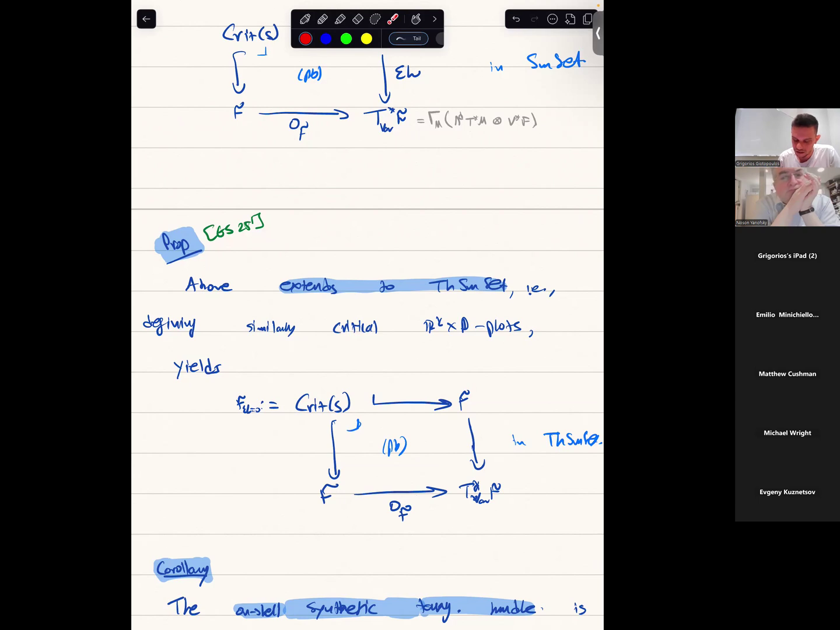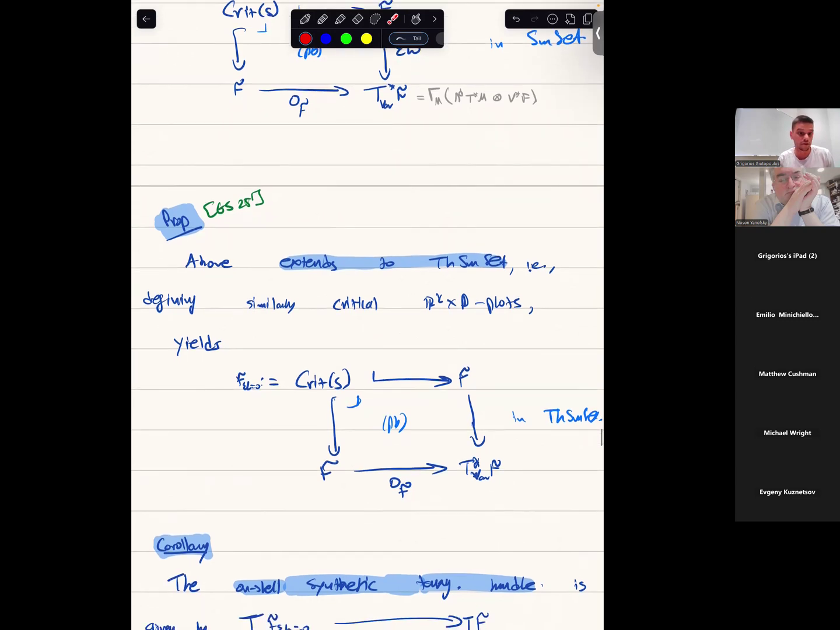So in the end, this will say that not only can one view a variational principle in smooth sets, but also in thickened smooth sets, and it yields a pullback of thickened smooth sets. So it yields that the on-shell field space is a pullback of thickened smooth sets. So it has an infinitesimal structure as well.